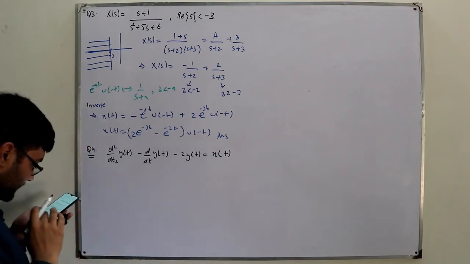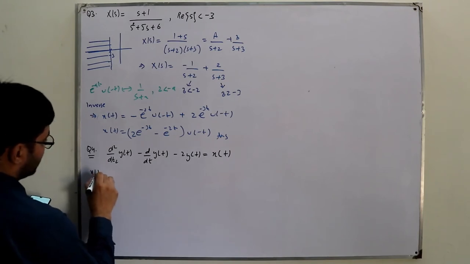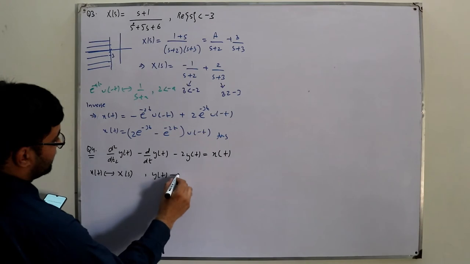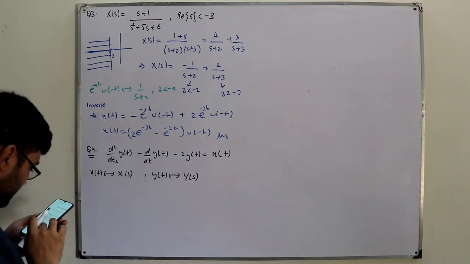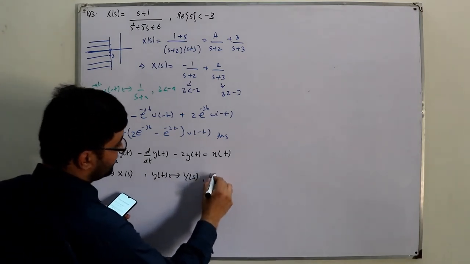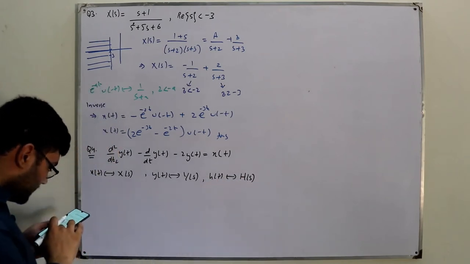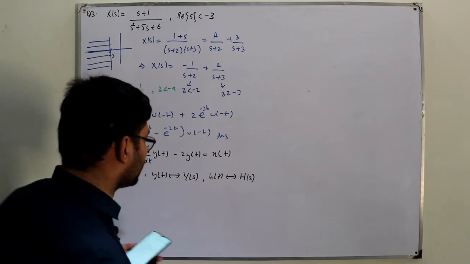Let X of s and Y of s denote the Laplace transforms of x of t and y of t. So we know this very well, that x of t has Laplace transform X of s, y of t has the Laplace transform Y of s, right? And then H of s denotes the Laplace transform of the impulse response h of t. Yes, so h of t has Laplace transform H of s, we know this very well. So determine H of s and sketch the pole zero plot.